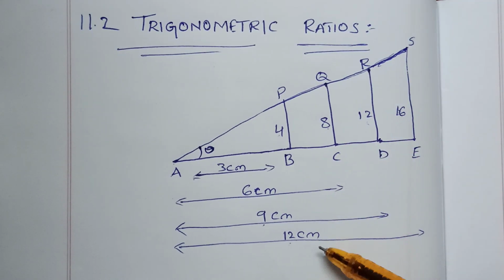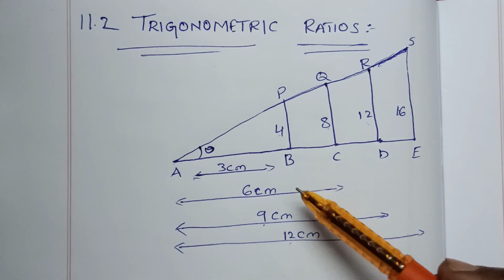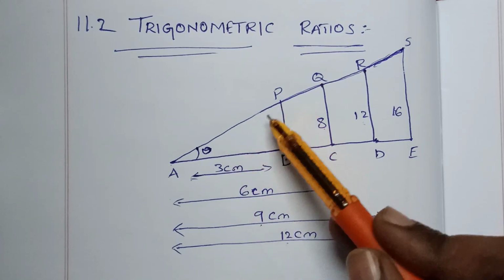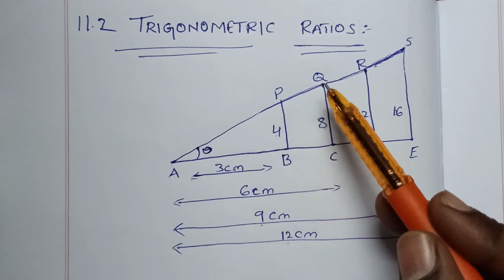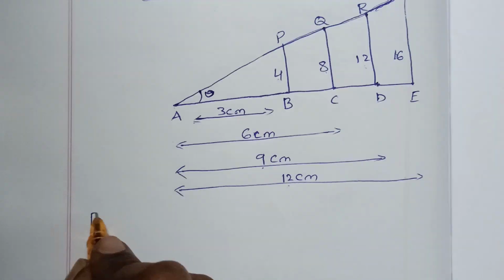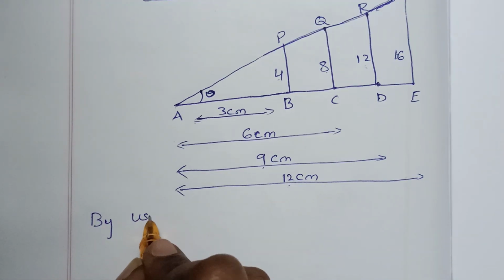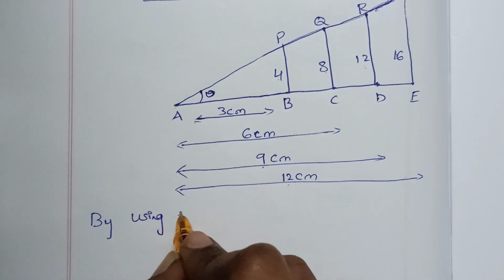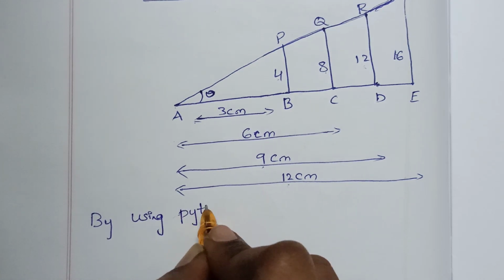Now find the lengths of AP, AQ, AR and AS by using Pythagoras theorem.